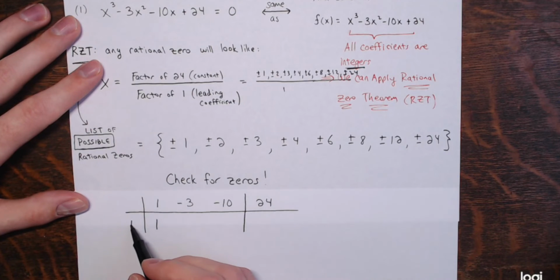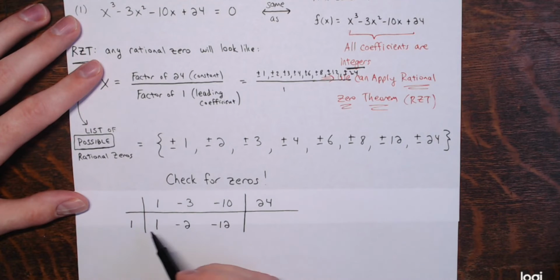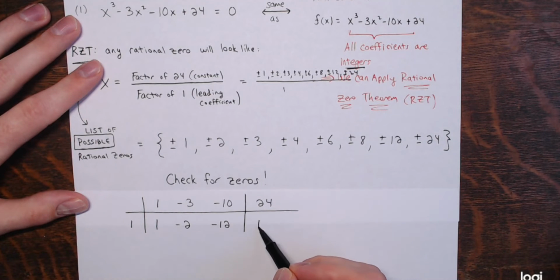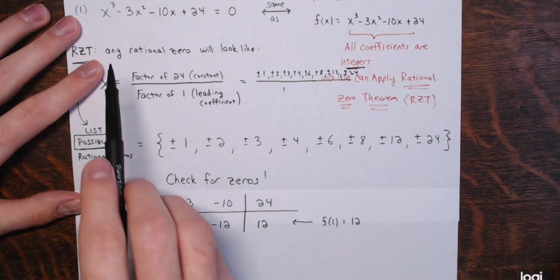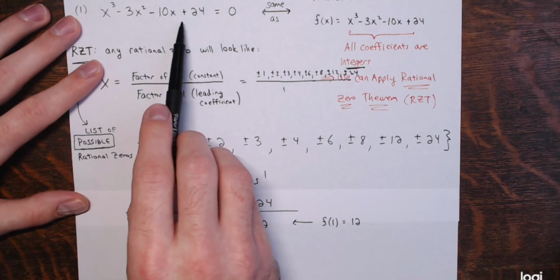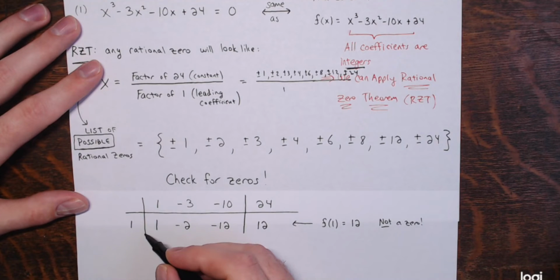1 times 1 is 1, plus negative 3 is negative 2. 1 times negative 2 is negative 2, plus negative 10 is negative 12. And then 1 times negative 12 is negative 12, plus 24 is positive 12. So what this is telling me is that f of 1 is 12. Or if I were to plug in 1 for x, I'd get 12 equals 0, which is false. So this is not a solution. x equals 1 is not a zero. And then I just make this longer, extend this.